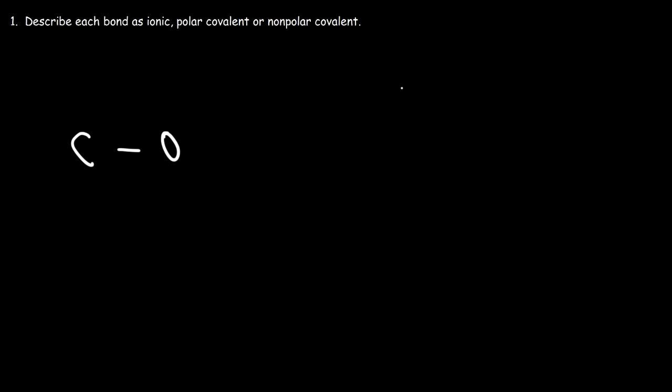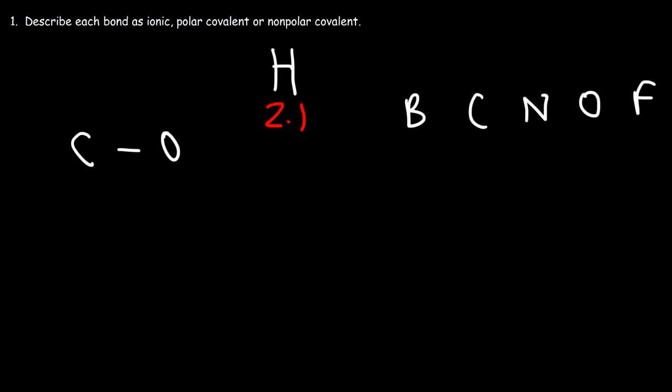So here are some numbers that you want to be familiar with. Hydrogen has an electronegativity value of 2.1. Let me list out the elements: boron, carbon, nitrogen, oxygen, and fluorine. Boron is about 2.0, carbon is 2.5, N is 3.0, O is 3.5, F is 4.0. These values are based on the textbook I'm using. Some textbooks might have slightly different values, but you want to use the values based on the textbook you're using.